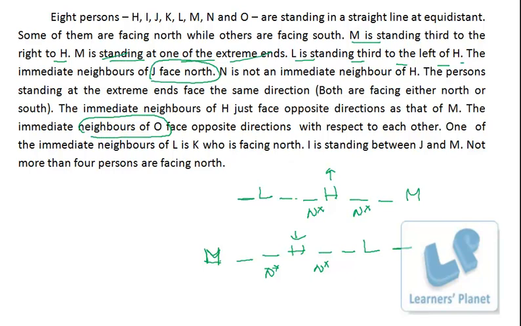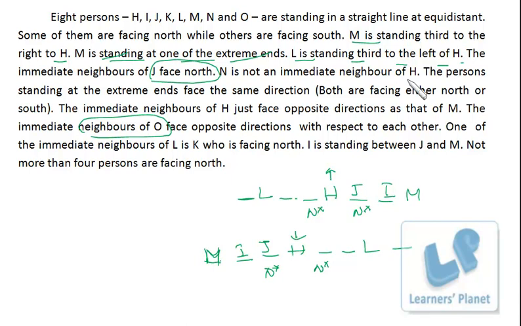And he is facing north. I is standing between J and M. Okay, I is standing between J and M. So here J, I, and here J, I. Now we come back over here.